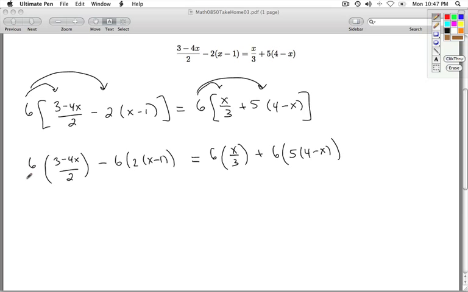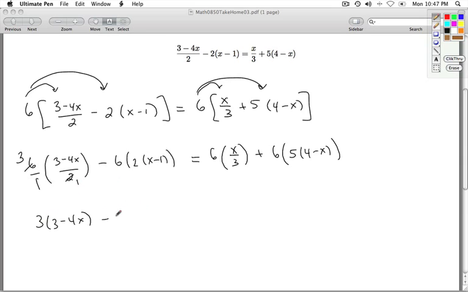Now I go in and try to clean this up. I can think of 6 as being 6 over 1. I can take the 2 and divide that into 6 3 times, left with the 1 down here. And so I can simplify this. I have 3 times the quantity 3 minus 4x divided by 1. So we don't need to write that down.